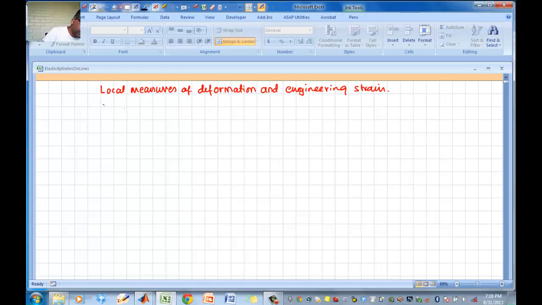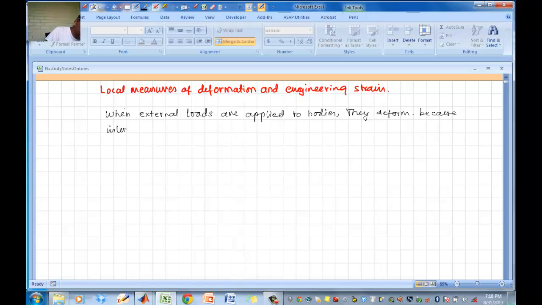So our basic idea is the following. When external loads are applied to bodies, they deform because internal forces are created which cause bodies to change their shape or orientation.